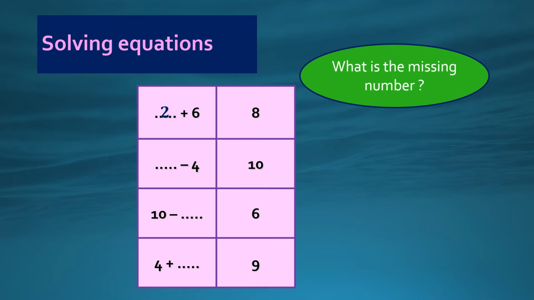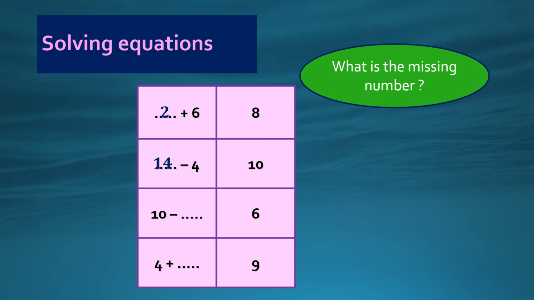In number 2, we have a subtraction operation. What is the number? If you subtract 4 from it, you will get 10. Here we have a subtraction operation, and we have the missing number first. That means you will add the result plus 4 to get the missing number. So 10 plus 4 will be equal to 14, and you have to check your answer. 14 minus 4 will be equal to 10.